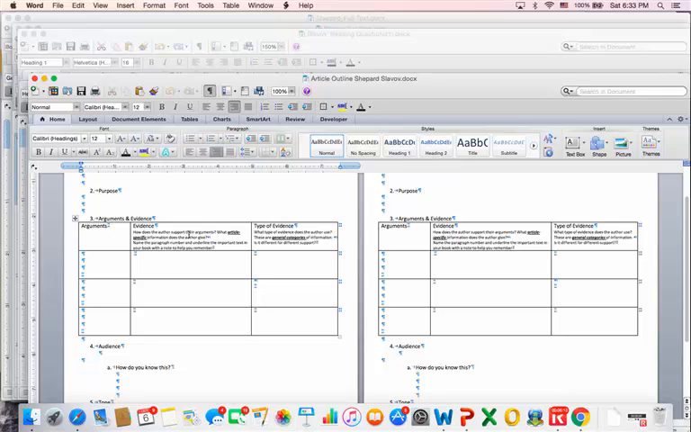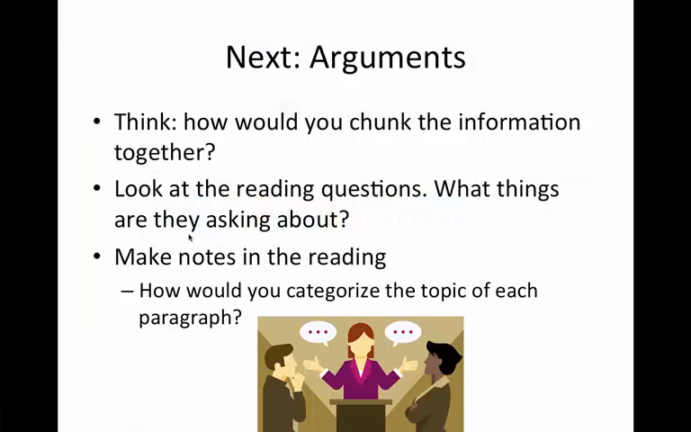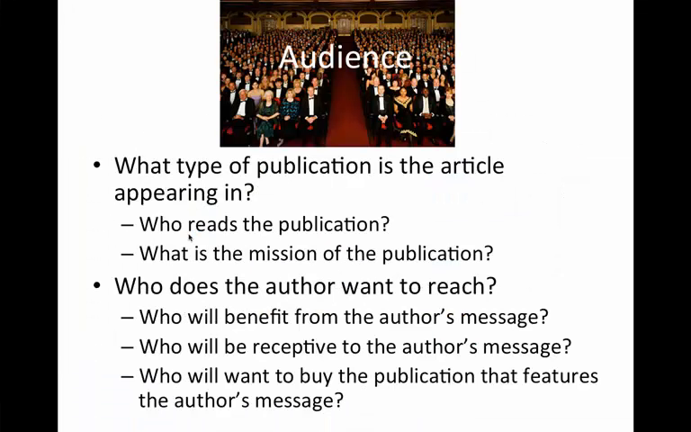So, but the arguments and the type of evidence are broad in different ways. So those are arguments and finding evidence. The next thing is going to be audience. So you have to think about who's reading this article, who does the author want to read this article. So in order to think about that, here are some questions to help guide you in that process.